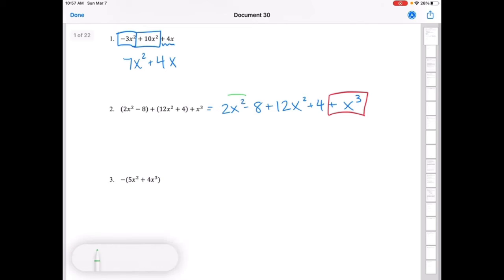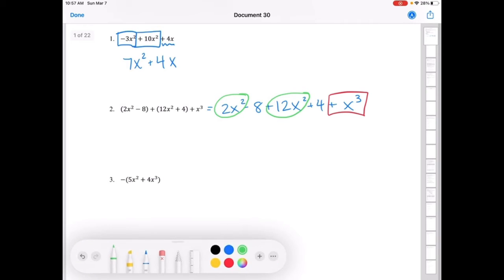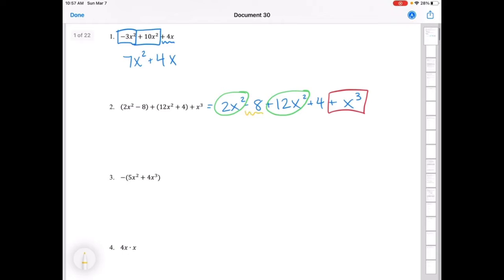Now I'm going to circle all my x to the second terms, and I'm going to switch colors again and do a little squiggly under the constants, which are negative 8 and 4. So if I am rewriting this, x to the third, 12 plus 2 is 14, so I'm going to get 14x to the second, and then negative 8 plus 4 is negative 4, so I'm going to get minus 4.